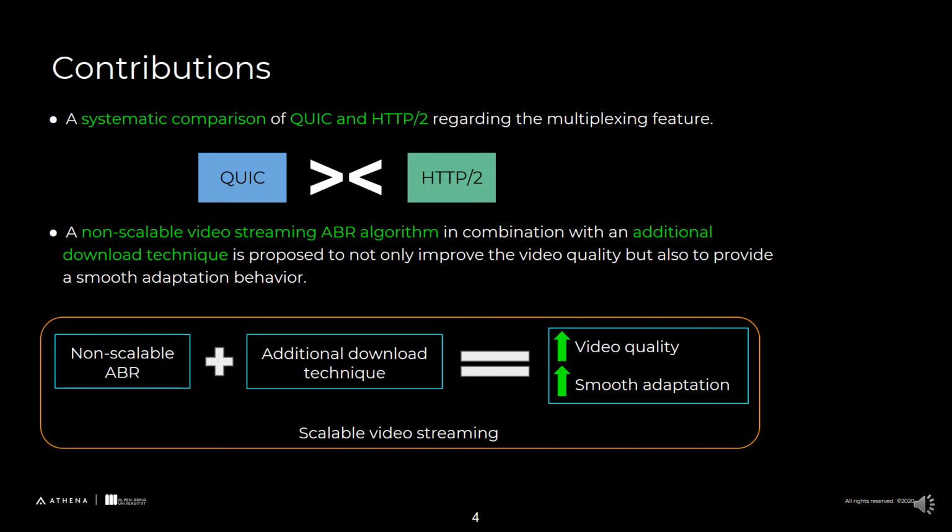The contributions of this paper are twofold. First, we provide a systematic comparison of QUIC and HTTP2 regarding the multiplexing features with and without packet loss. Second, we propose a non-scalable video streaming ABR algorithm in combination with an additional download technique to improve the video quality and provide a smooth adaptation behavior.